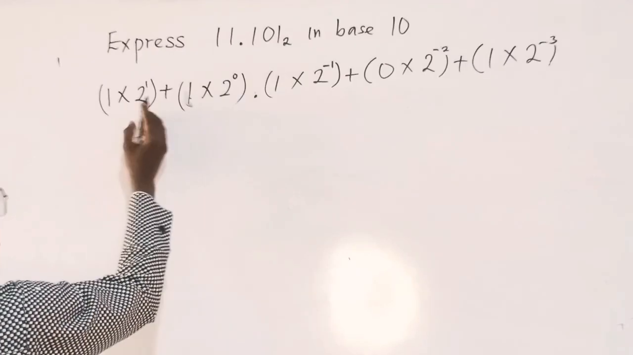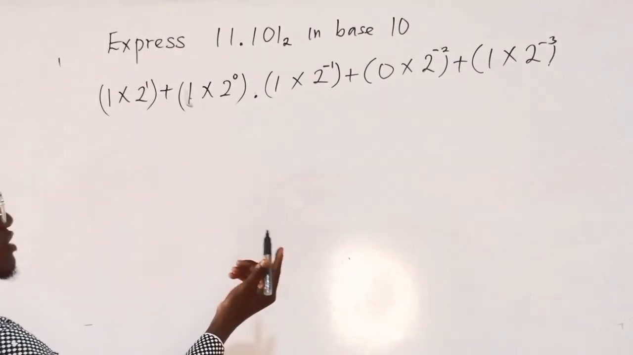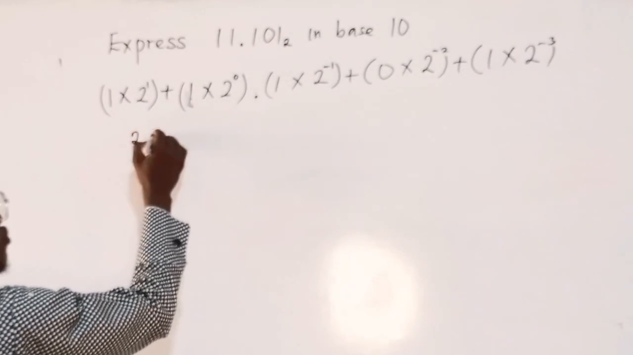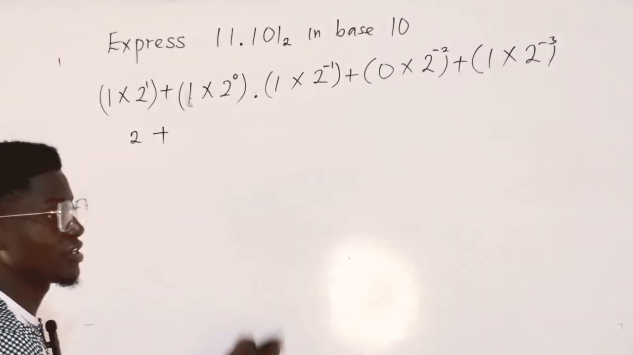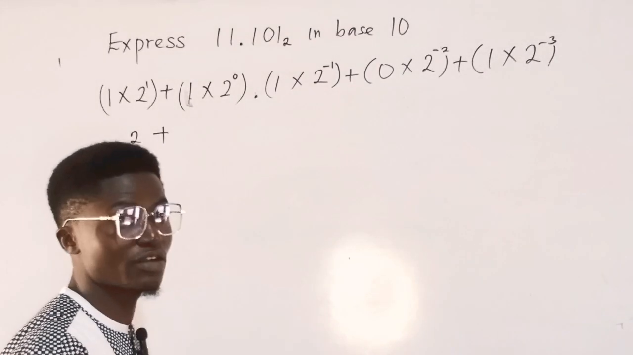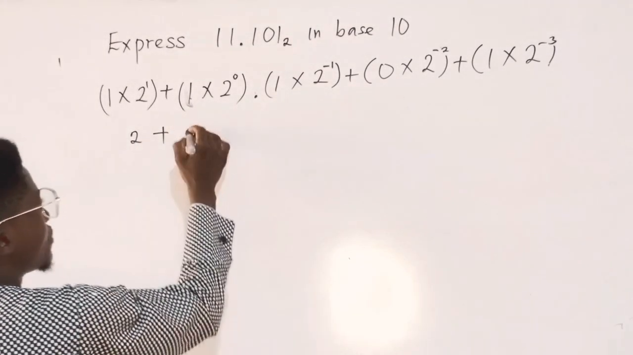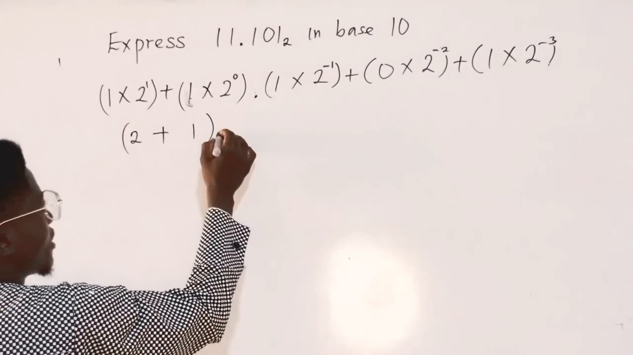Now, let's go. What do we have here? This is 2 raised to power 1. 2 raised to power 1 is 2. 2 times 1, we have 2. Plus 2 raised to power 0 is 1. Don't forget, anything raised to power 0 is 1. Then 1 times 1, we shall have 1. Let's keep this here. Dot.